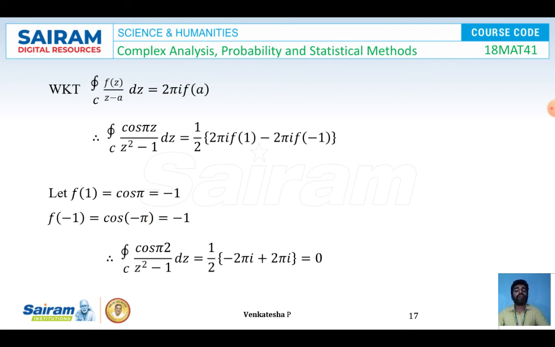After replacing both the values, I got the integral over the region C cos pi z by z square minus 1 dz will be equal to 1 by 2 into minus 2 pi i plus 2 pi i. So it will be equal to 0. So hence I got the integral over the region C cos pi z by z square minus 1 into dz is equal to 0.